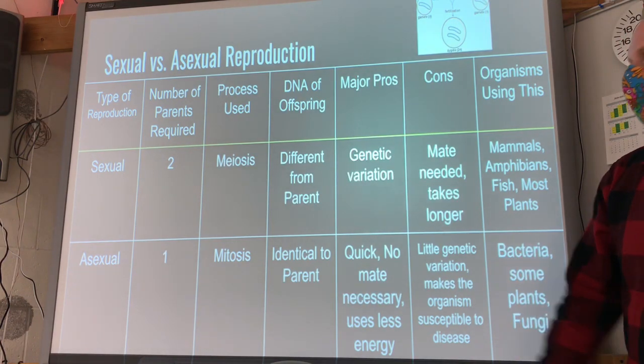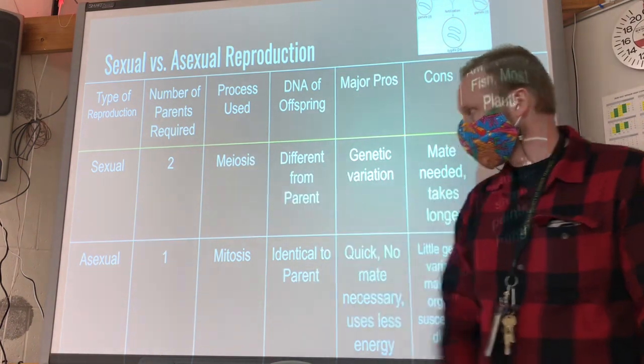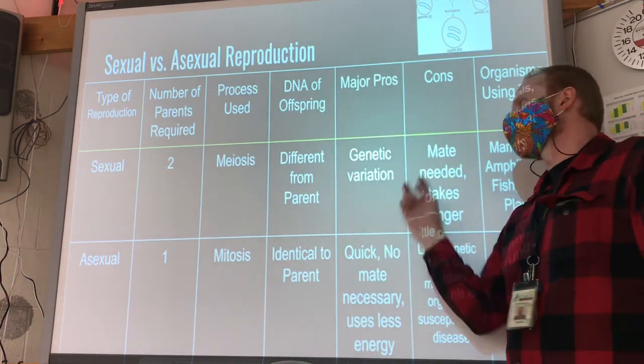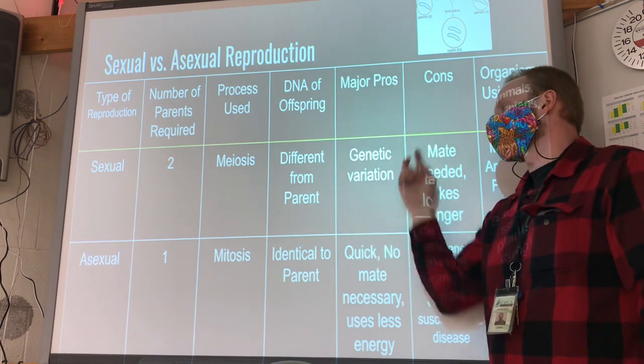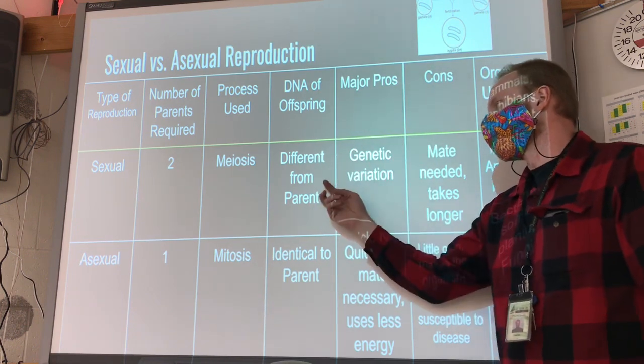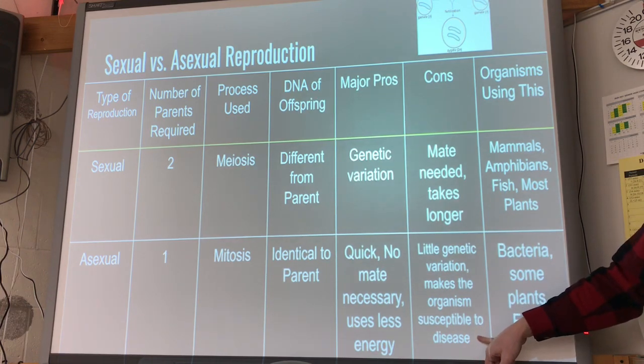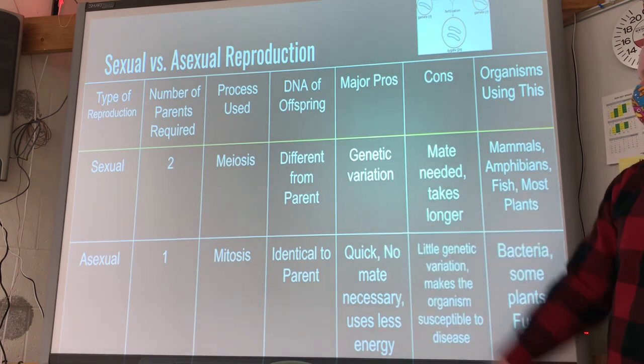We make sex cells through the process of meiosis, and these sex cells are genetically different from our parents. The huge benefit of sexual reproduction is genetic variation, and little genetic variation makes organisms susceptible to diseases and extinction. So we'll spend more time talking about that in just a moment.